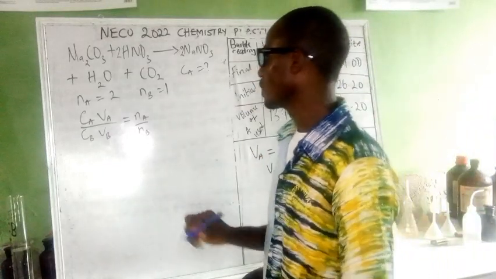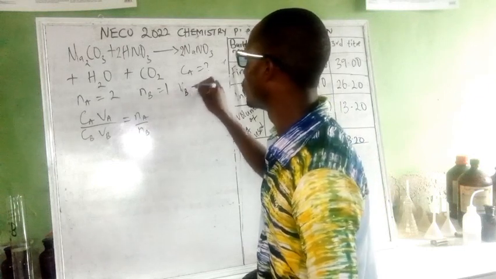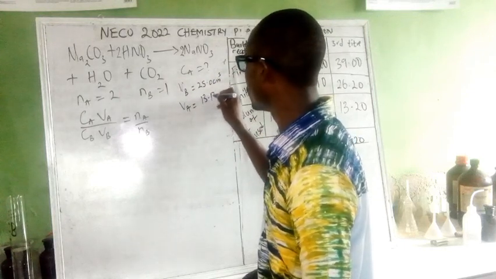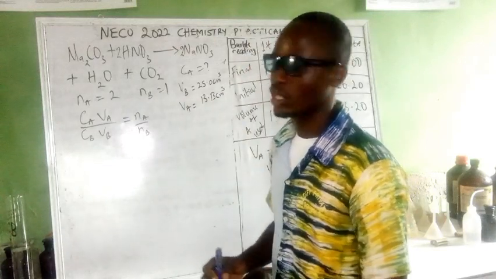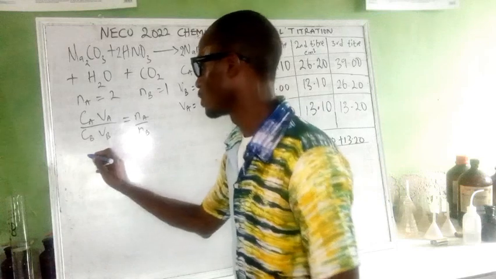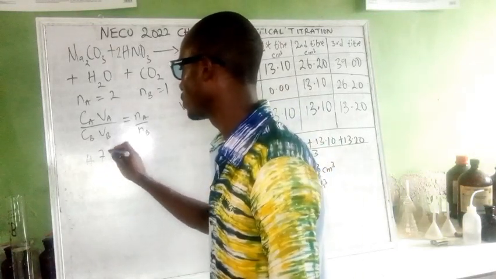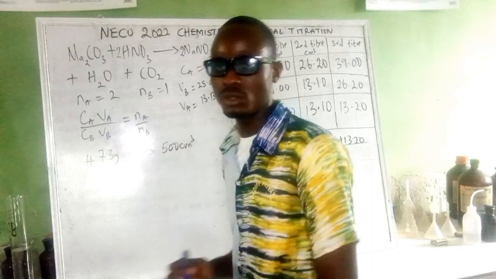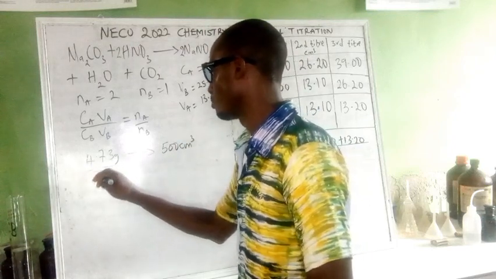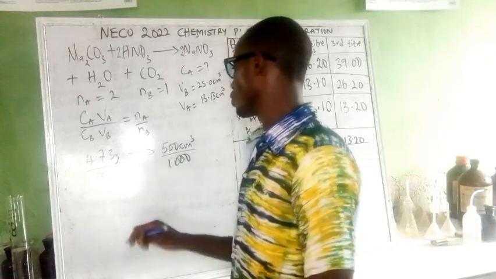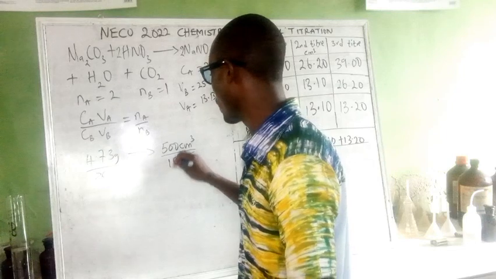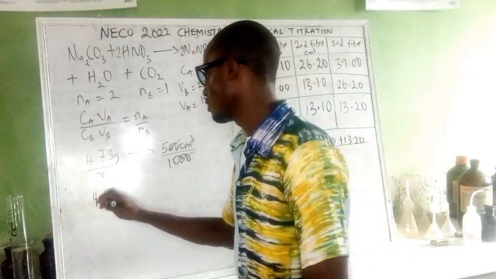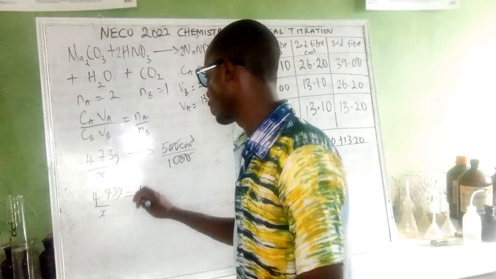So now, we have our VB to be 25.0 cm³. And our VA now is 13.13 cm³. So what next? Let's look for CA. And to find CA, we were told that 4.73 gram is dissolved in 500 cm³. Good. So X gram will be dissolved in 1000. So by the time we cancel two zeros here, I'm going to have 5 over 10, that is 0.5. So I'm going to have 4.73 gram over x equals 0.5.